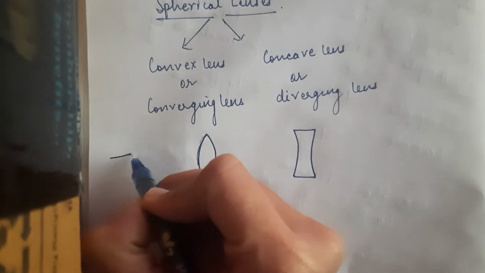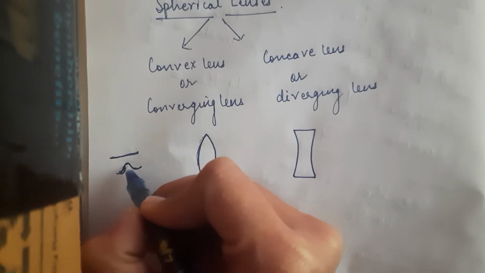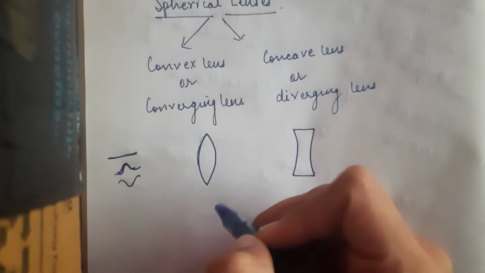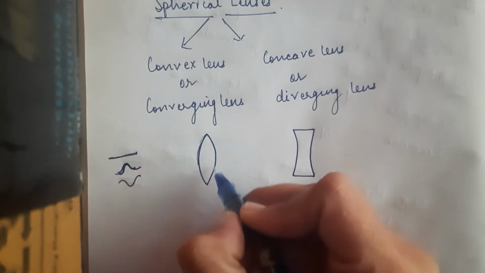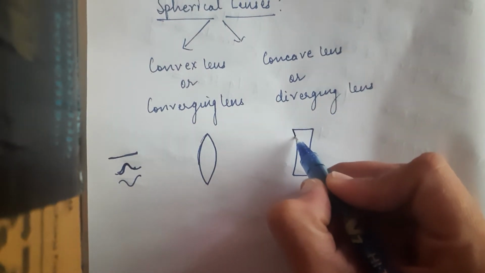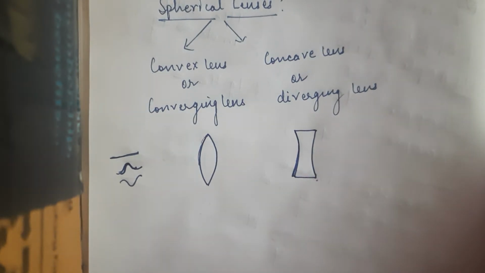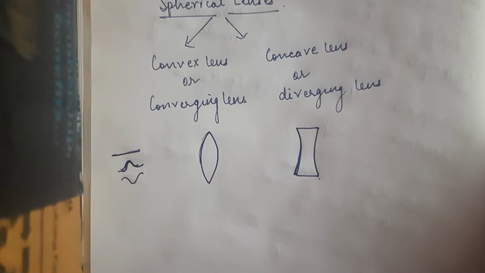If you have, let's say, a thread, then the bulge in the thread is like this. This is the bulge. So I say this is bulged out. I will say this is bulged in. Here you see that the spherical surfaces are bulged out. When this happens, it is called a convex lens, and when the spherical surfaces are bulged in, the lens is called a concave lens. Now let's understand a few terms related to these lenses before moving to the ray diagram.